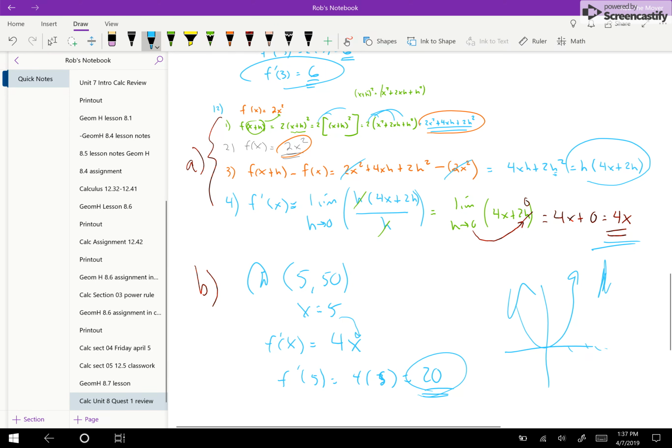That's the answer for part B. So we've used the definition. A lot of hairy algebra in here to get 4x, but that proves that our power rule is what it is. And we plugged in x equals 5, and we got a slope of 20. Okay, that's it for using the definition of derivative.